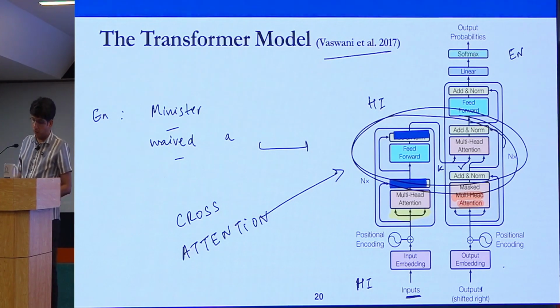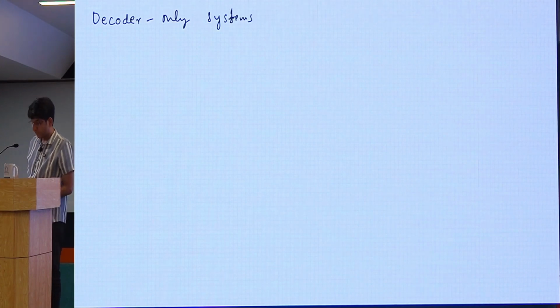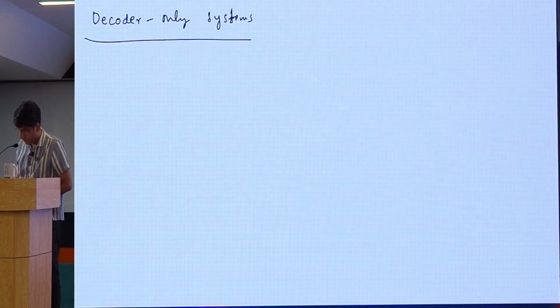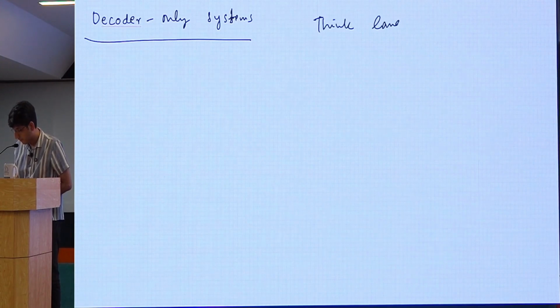Right. So maybe let me explain this a little bit more. Let's forget about cross attention for now. Let's look at decoder-only systems. These are the systems that are just doing decoding. So think of this as language modeling.